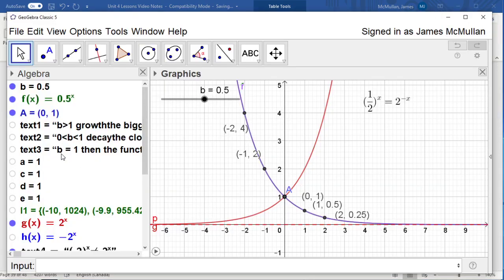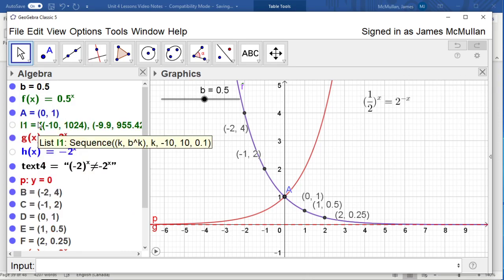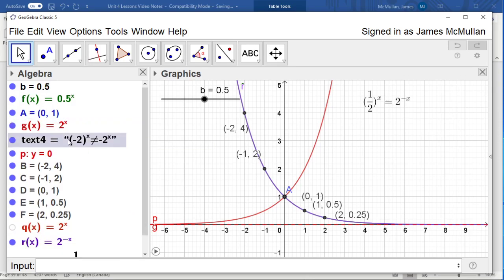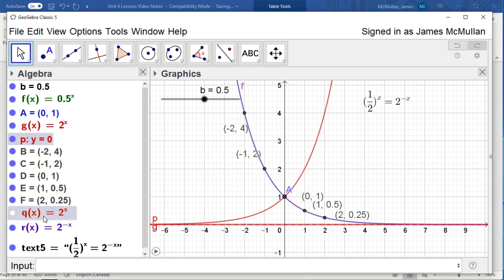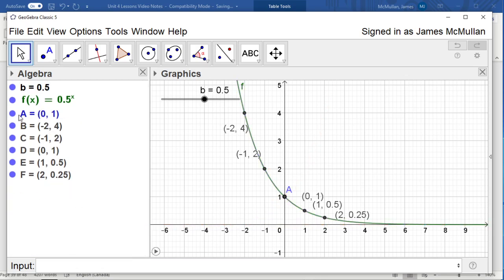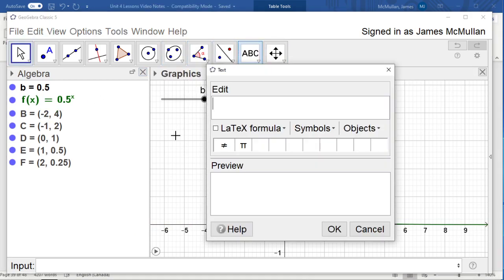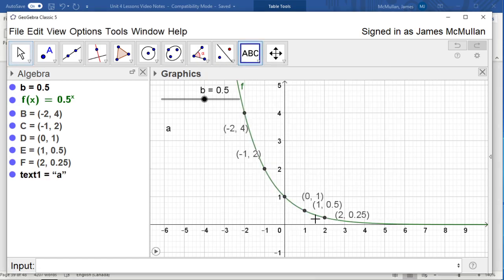So let's go back. Get rid of this. I think I can get rid of all of that. Get rid of that. Just keep some of these things though. Okay, what if I add a slider for a? And, sorry, not a text.